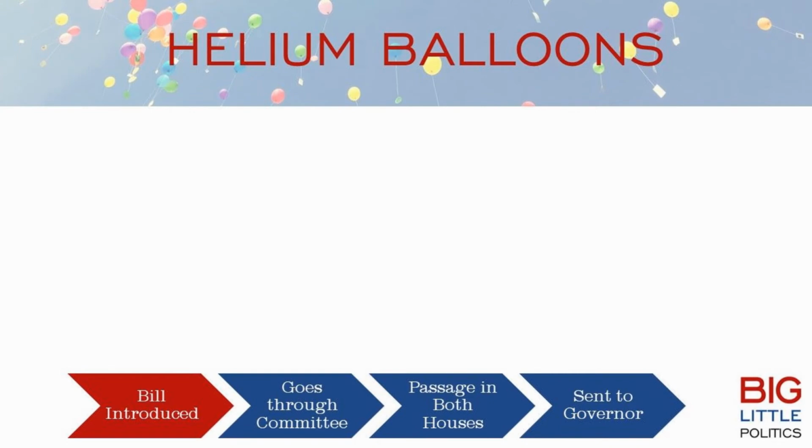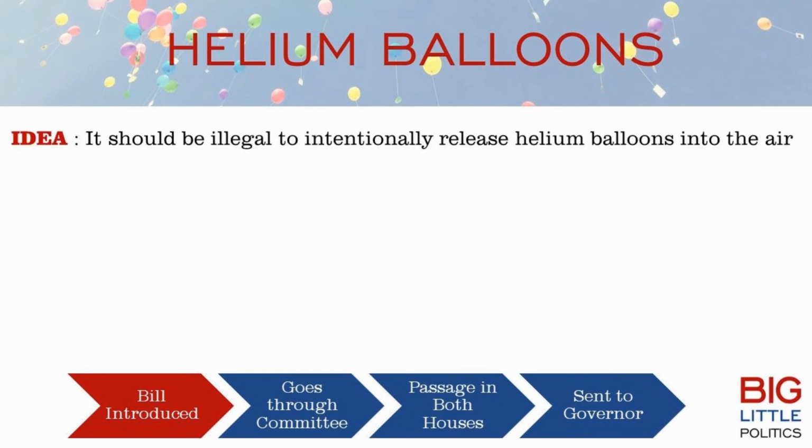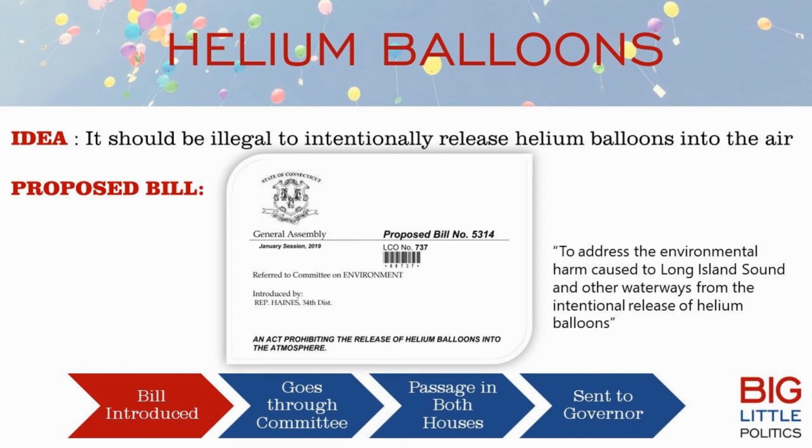So before we go to the committee phase, just to share an example, in case you're wondering what these laws can be, one that went through this process last year was one regarding helium balloons. So the idea that it started with was that it should be illegal to intentionally release helium balloons into the air. So it did become a proposed bill. It was introduced by Representative Irene Haynes, a member of the House of Representatives, and it's pretty simple at this point. It's not written in legal jargon yet. But then, as it goes to the committee phase, we see here this is referred to the Committee on Environment.